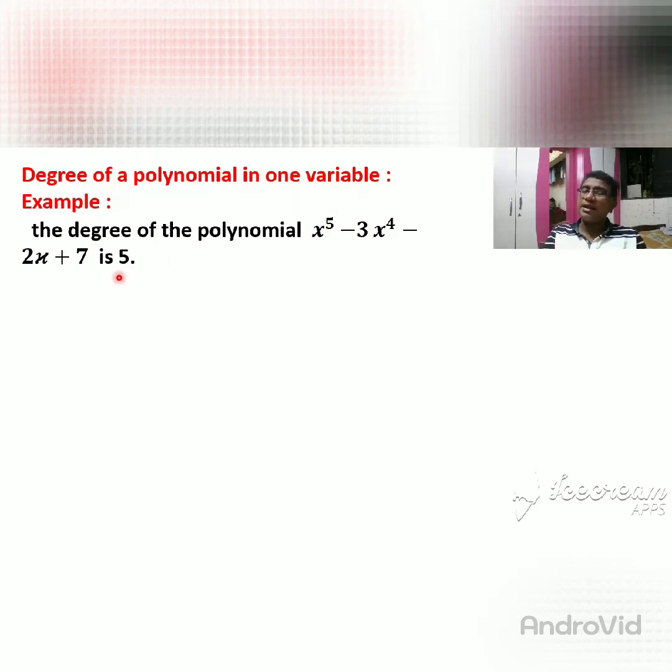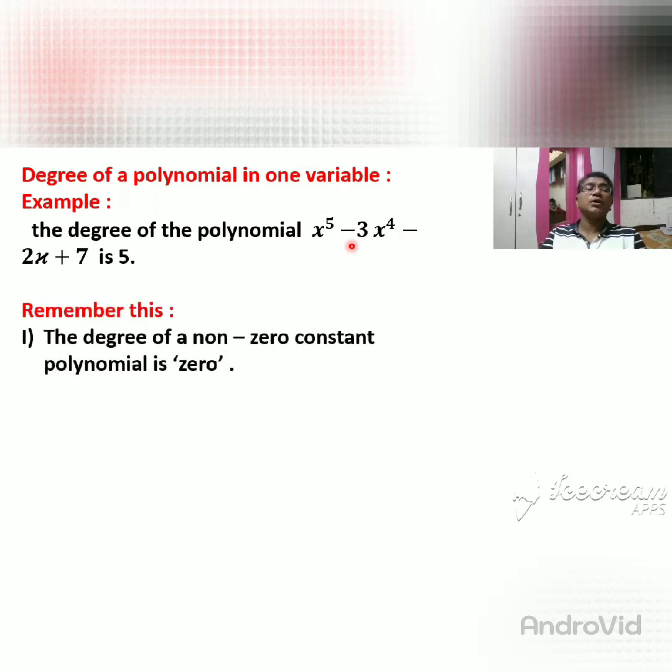Do you understand? So simple. You only observe the indices in the polynomial. When you observe the indices in the polynomial, whichever index is greater, that you write. So the 5 index is greater, so the degree is 5. Another thing to remember: the degree of a non-zero constant polynomial is 0.